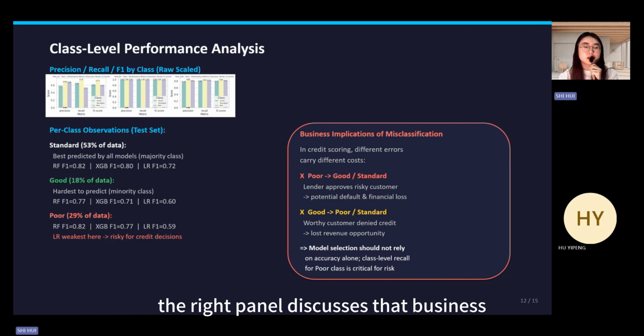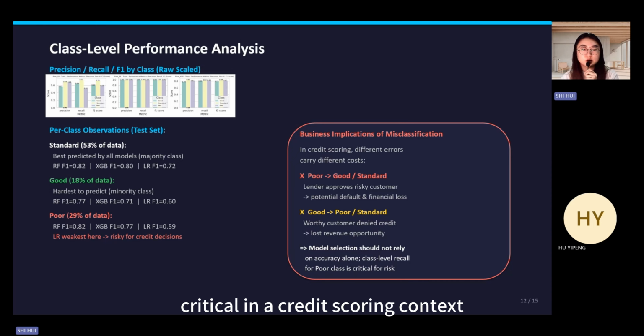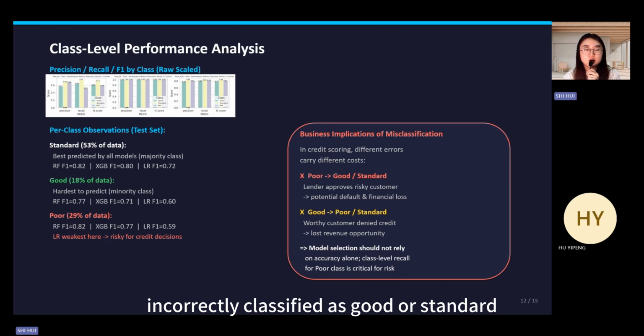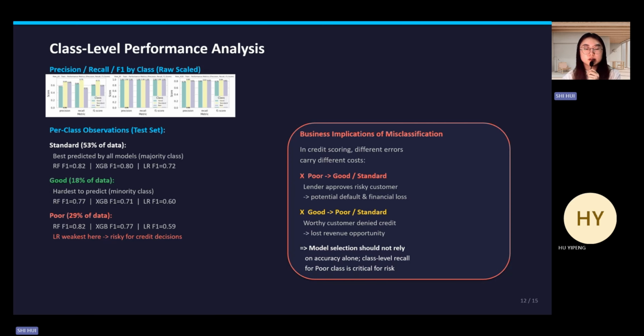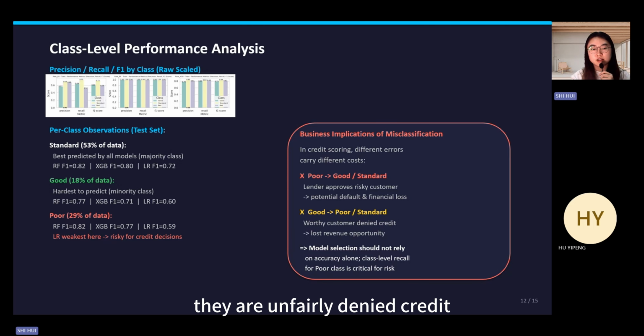The right panel discusses the business implications of misclassification, which is critical in a credit scoring context. If a poor risk customer is incorrectly classified as good or standard, the lender may approve a risky loan, leading to potential default and financial loss. Conversely, if a good customer is misclassified as poor, they are unfairly denied credit, resulting in lost revenue. Therefore, the best model should be selected for class-level performance, which is essential for effective risk management, and interpretability matters for business decision making and regulatory compliance.